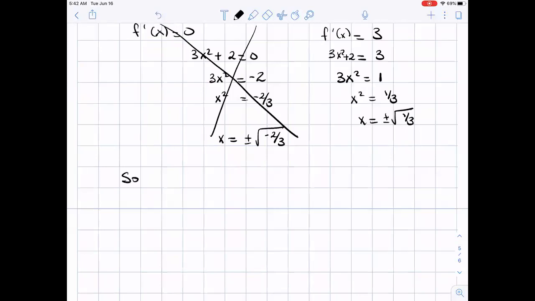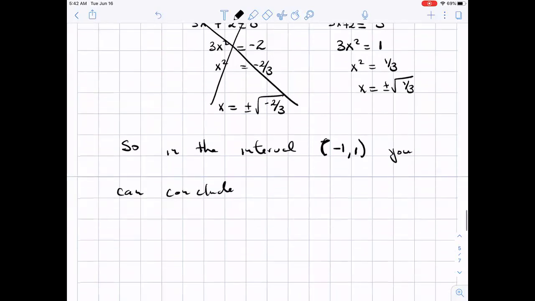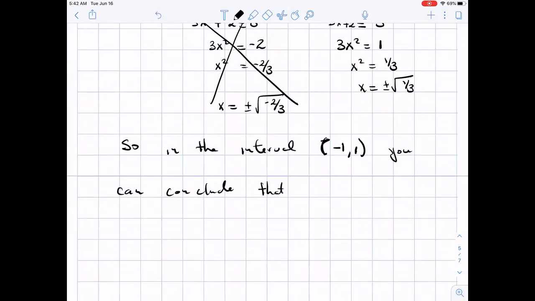So in the open interval minus 1 to 1, you can conclude that c equals the square root of 1/3 or c equals negative square root of 1/3.